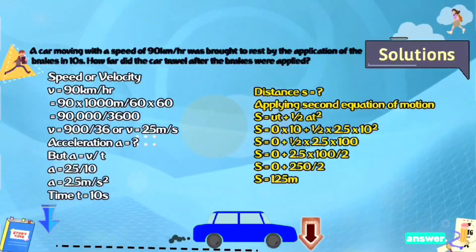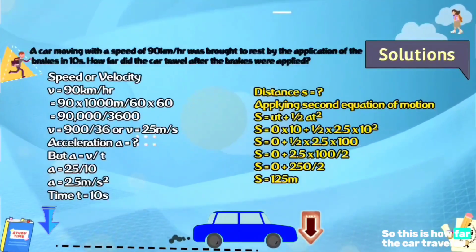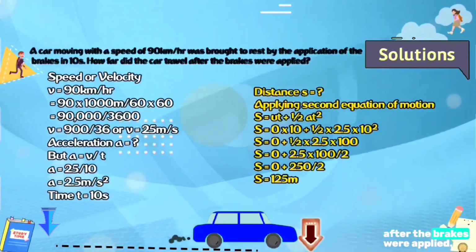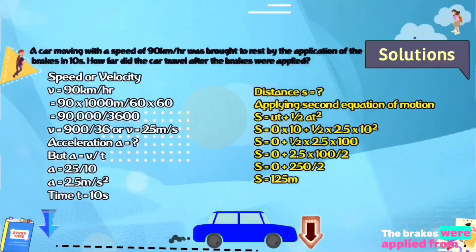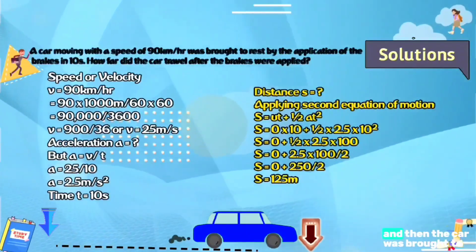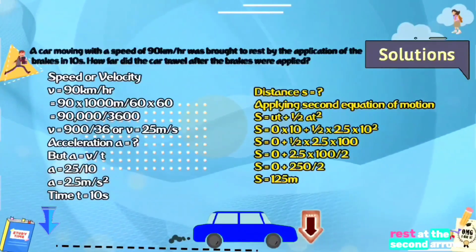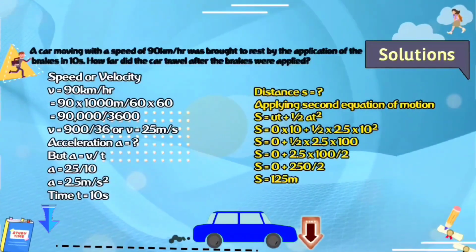Your final answer. So this is how far the car traveled after the brakes were applied. The brakes were applied from the first arrow, and then the car was brought to rest at the second arrow. Take note of that.